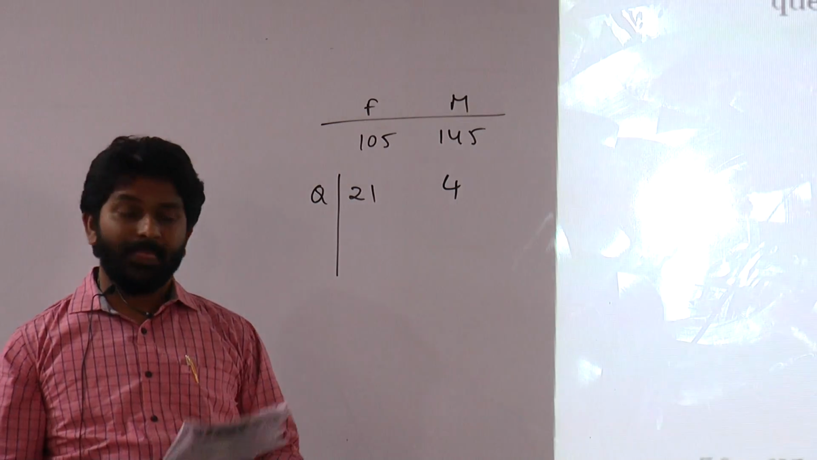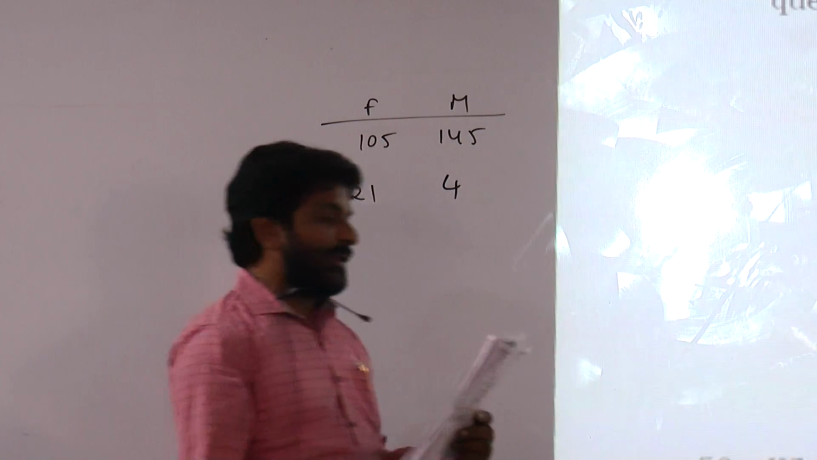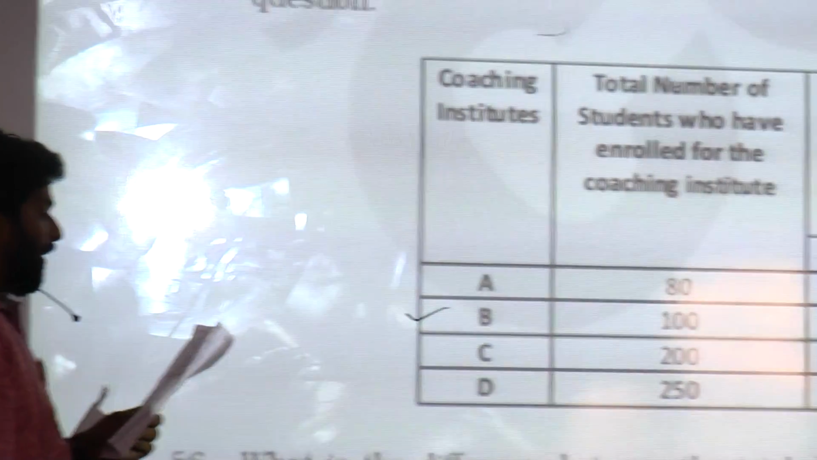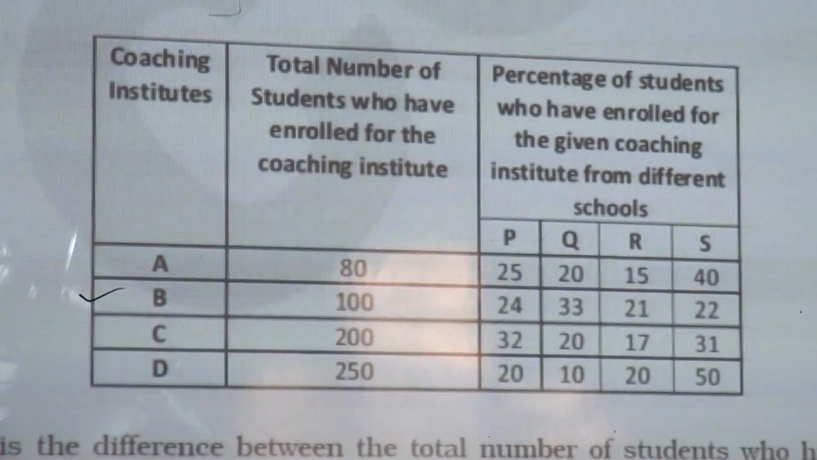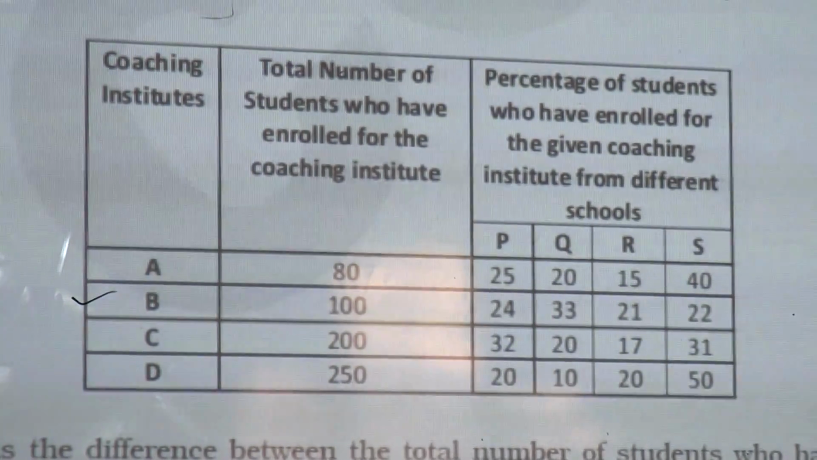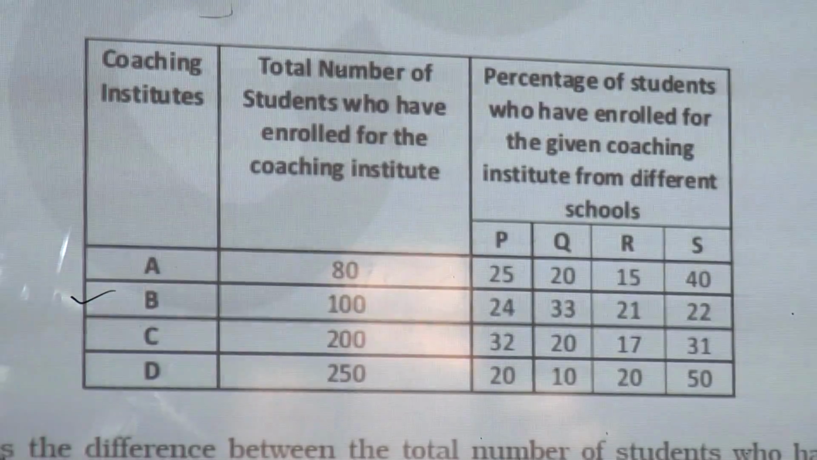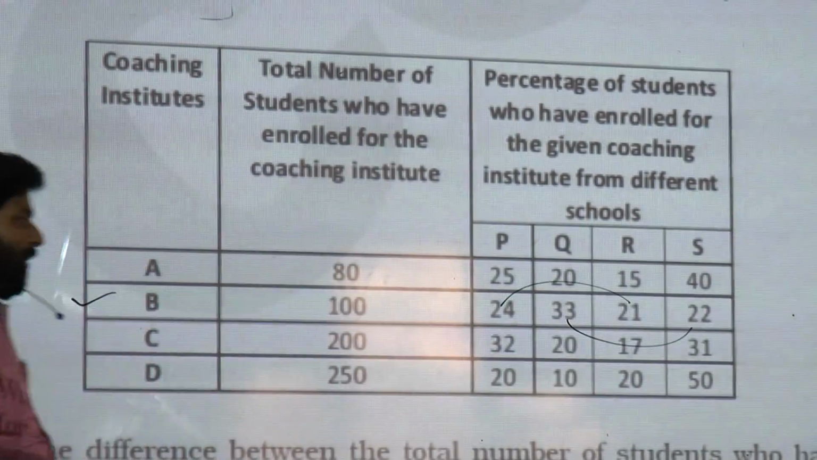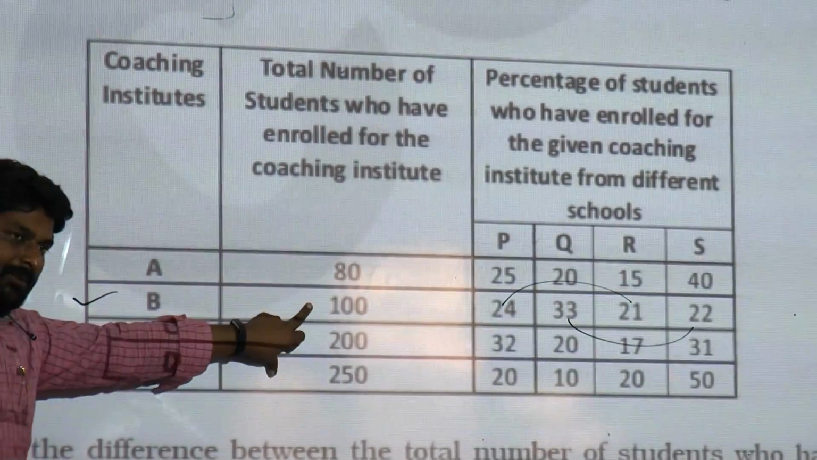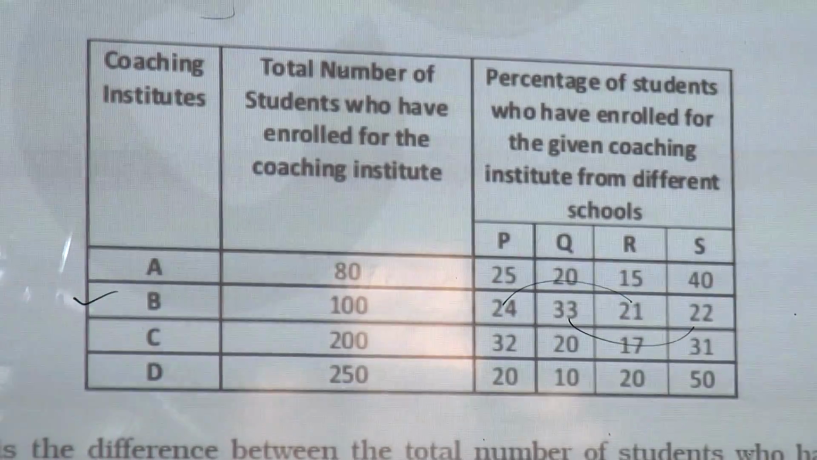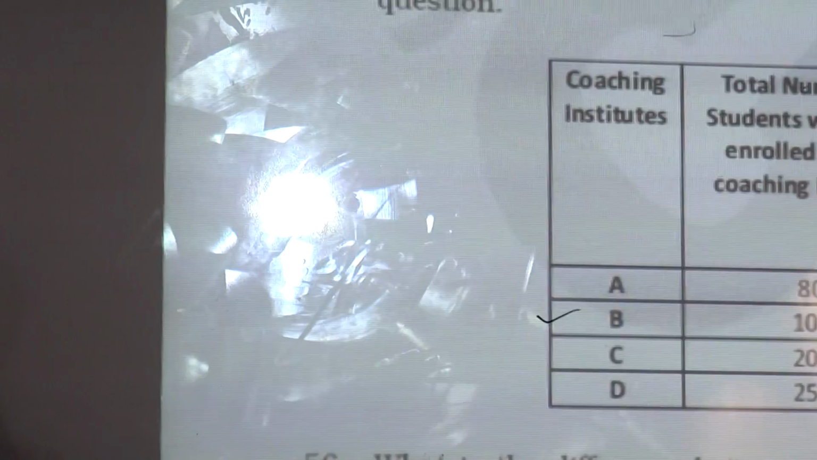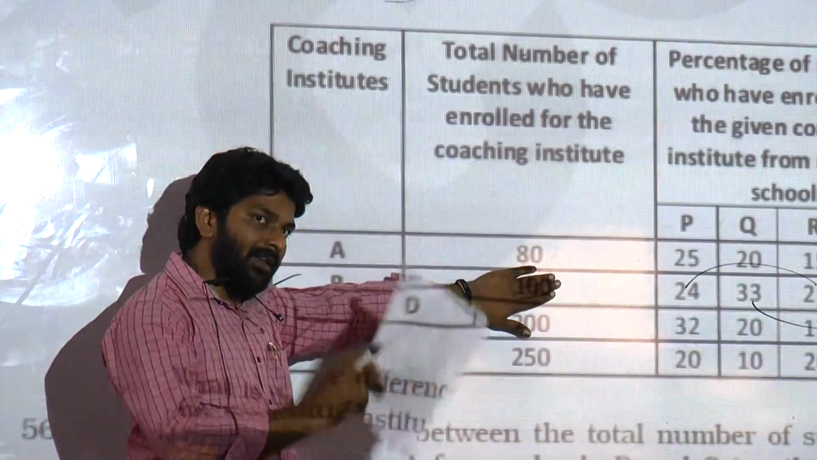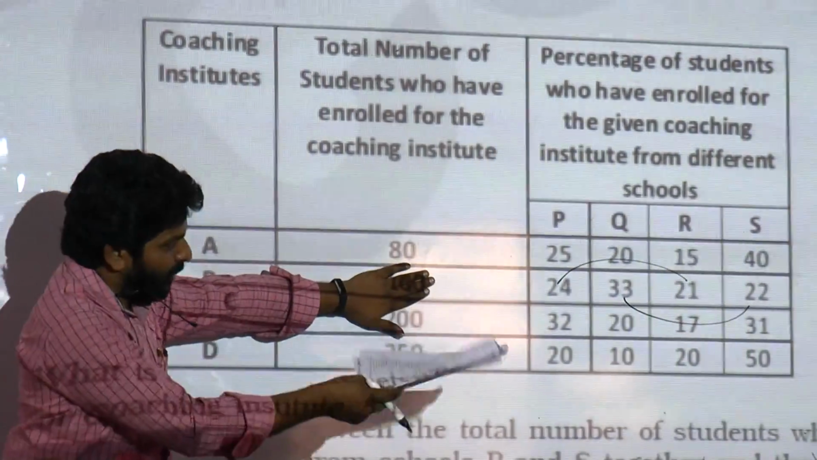Next, 58. In coaching institute B, the total number of students who have enrolled from school P and R together is what % less than the total number of students enrolled from Q and S together? P and R together, Q and S together. All those percentage values are calculated on the same number, right? So you don't need to take separate values. Though if you want to convert it to a number, you'll get the same number because your starting number is 100. Instead of 100, even if you have any other number, don't go for conversion. Take those numbers as they are.